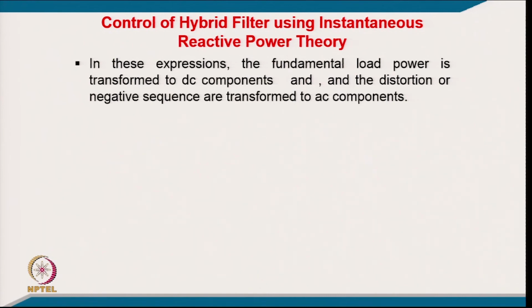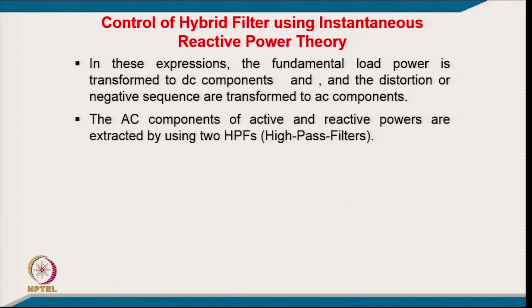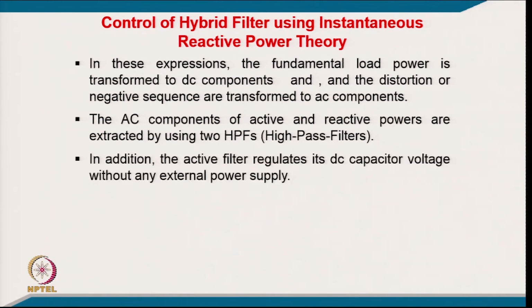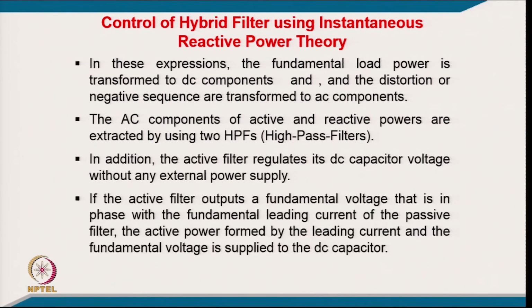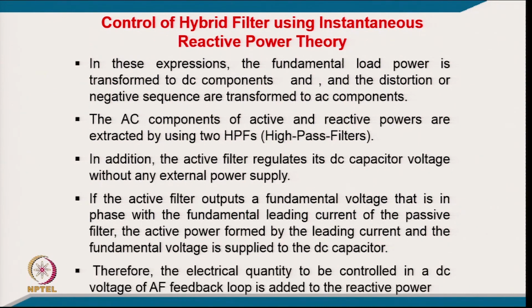In these expressions, the fundamental load power is transformed to a DC component, and the distortion or negative sequence is transformed to an AC component. So, the AC components of active and reactive power are extracted by using two high pass filters, and in addition the active power filter regulates the DC capacitor voltage without any external power supply. If the active power filter outputs a fundamental voltage that is in phase with the fundamental leading current of the passive filter, the active power formed by the leading current and the fundamental voltage is supplied to the DC capacitor.